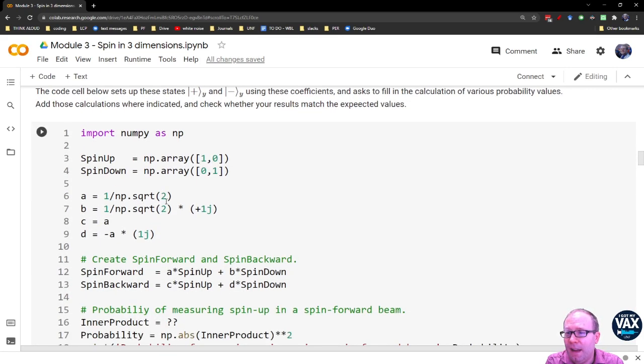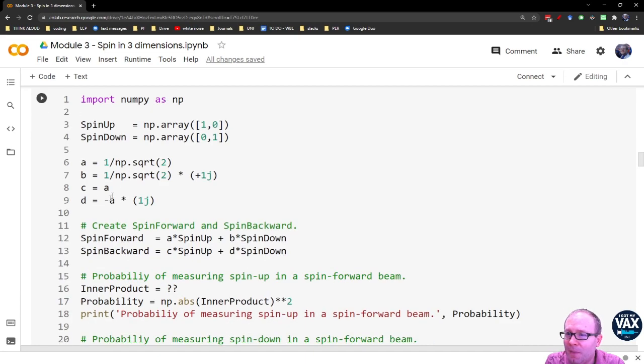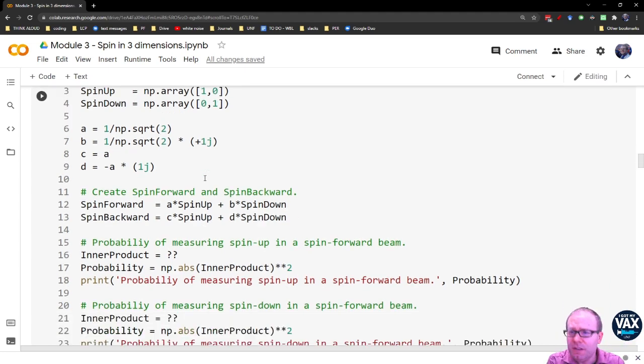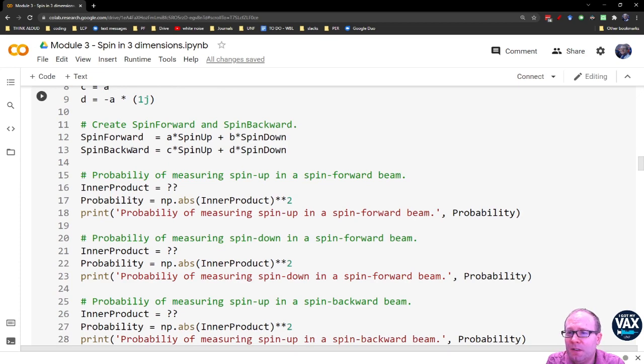So what we're going to do, again, set up spin up, spin down, and we just set up A, B, C, and D here. We use our 1 over root 2s, but this time around we're going to be adding in a J on B and a J on D. Remember, this is Python's way of denoting square root negative 1, just with a 1J written just like that.